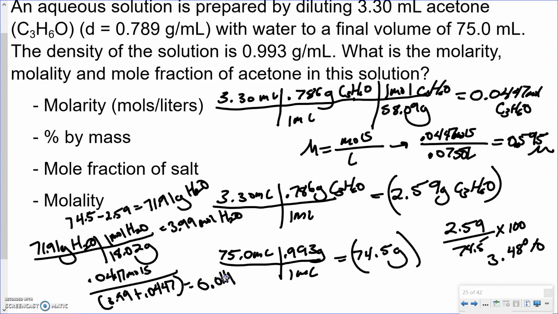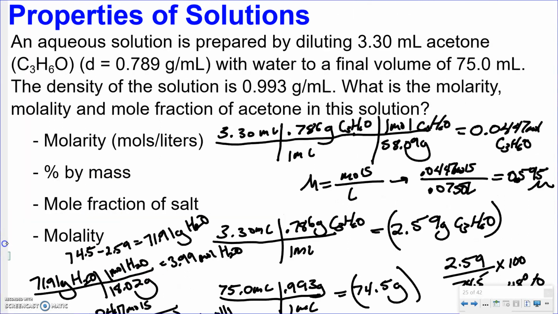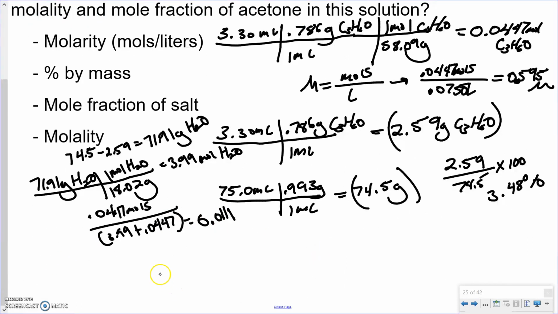Now, let's do our molality. Molality, again, is going to be different here because of what the equation is for molality. So let's just scroll down just a little bit, if it will let me. I apologize, Smartboard is being ridiculous. All right, so molality is going to be moles of the solute, which we already have. That is our 0.0447 over the kilograms of the solvent.